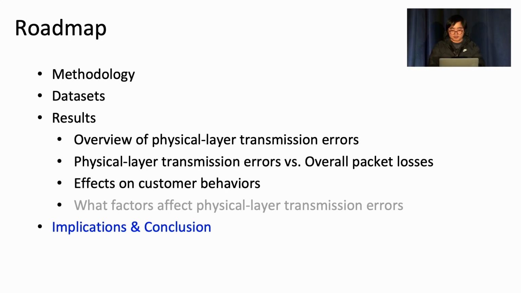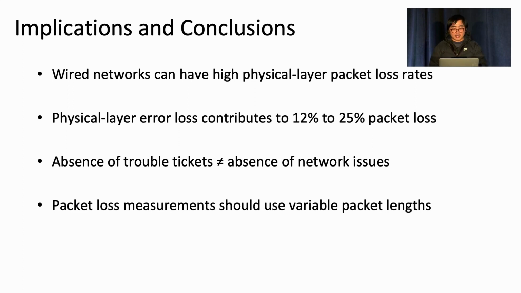implications and conclusions. Firstly, wired networks can suffer from high physical layer packet loss. We witnessed that some fiber optic nodes may have a physical layer codeword error rate persistently higher than 1%. Secondly, we estimated that at least 12% to 25% of packet losses in the cable ISPs that the FCC measured are from the physical layer. Thirdly, customers in high-loss FNs have a high tolerance to packet loss, so the absence of tickets does not equal the absence of network issues. ISPs may not only rely on customer-reported tickets as network fault indicators.